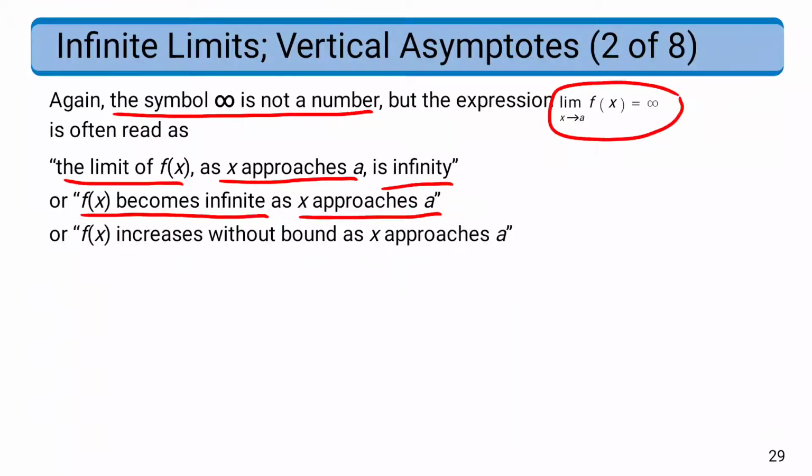And the word infinite means it gets large. Or another person can say f of x increases without bound, is not bounded, as x goes to a. So those are some ways to put it in simpler terms. So remember, infinite is not a number. It's just to denote that the limit of this function gets larger and larger as x goes to a.